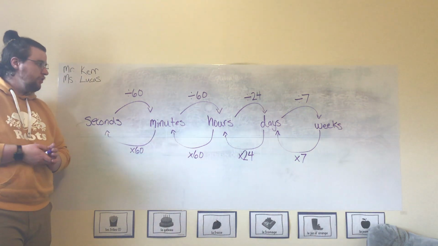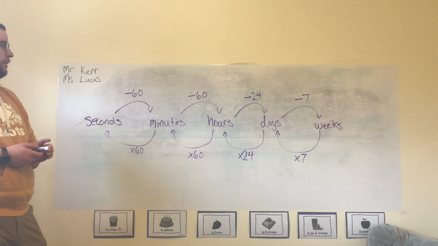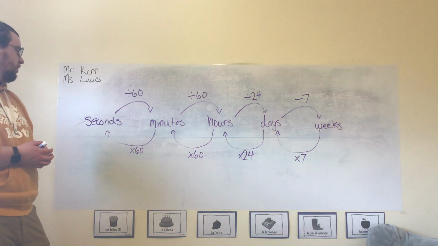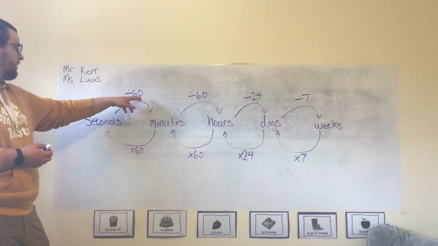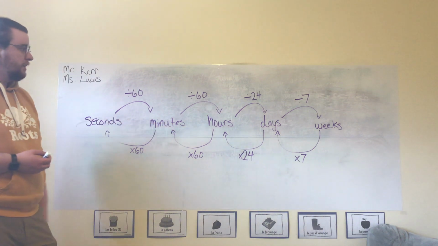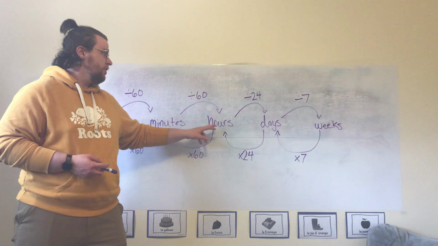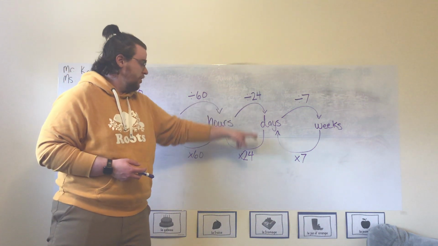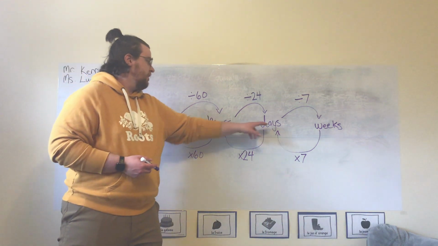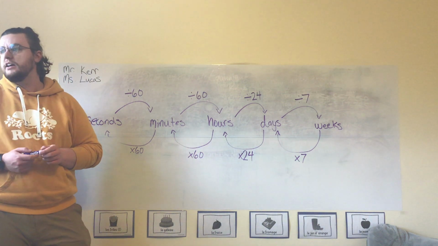What you need to remember is you need to multiply or divide by the number of whatever there is of the smaller one in the larger one. So if you're going from hours to days, hours are shorter than days, so you are either dividing by 24 or multiplying by 24, because there's 24 hours in a day.